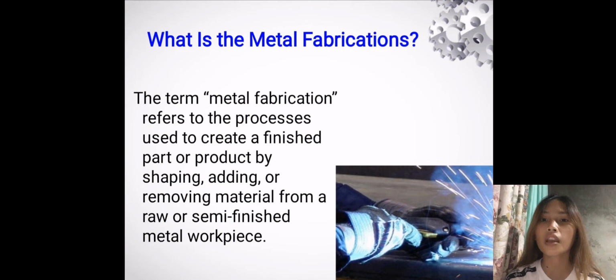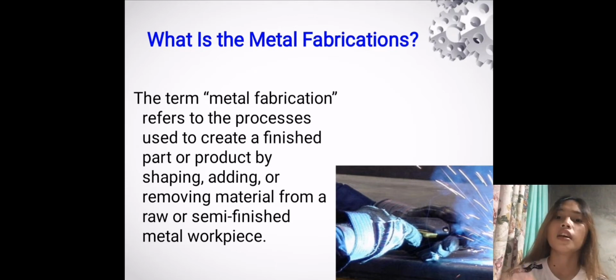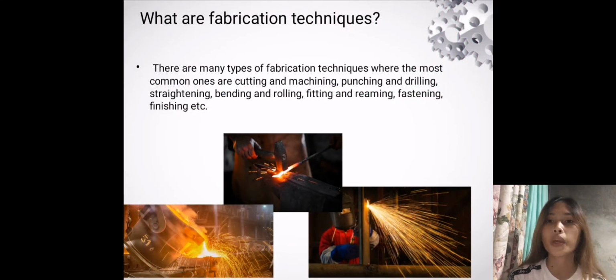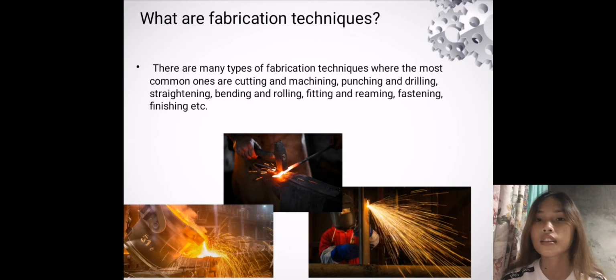The term metal fabrication refers to the processes to create a finished part or product by shaping, adding, or removing materials from a raw or semi-finished metal workpiece. In other words, metal fabrication is all about creating something from scratch. And what are the fabrication techniques? There are many types of fabrication techniques, but we're only discussing welding, forging, and casting.